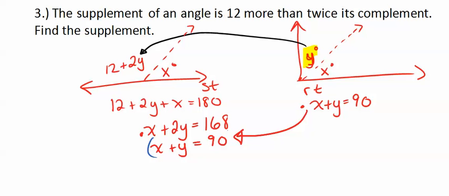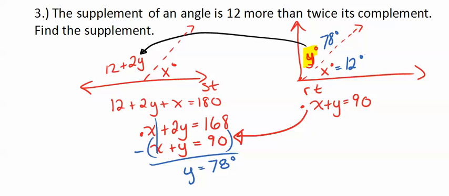I will subtract, the x's will cancel, and we get y equals 78. If y equals 78, x will have to equal 12. And the supplement would be 2 times 78 plus 12, which would equal 168, or 180 minus 12.